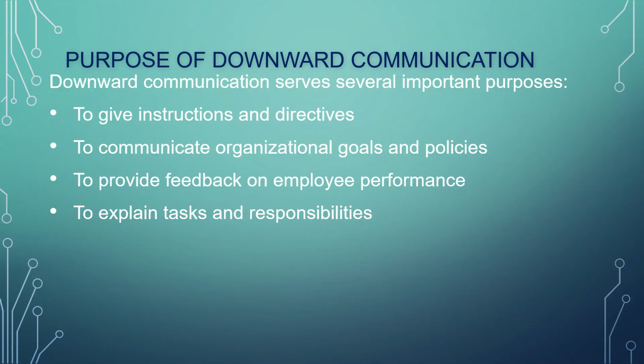Another purpose that downward communication serves is to explain tasks and responsibilities. You will understand that it is the top management that always explains the tasks that are to be given to the subordinates or the lower level employees, as well as the responsibilities. So whenever the top management is giving instructions or explaining how to go about certain tasks and how certain responsibilities must be done, we call it downward communication, because information is flowing from the top management to the lower level employees.